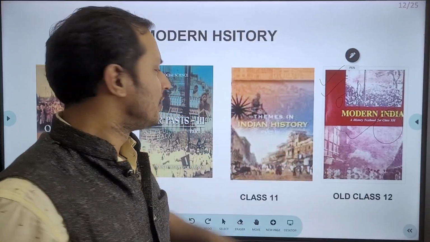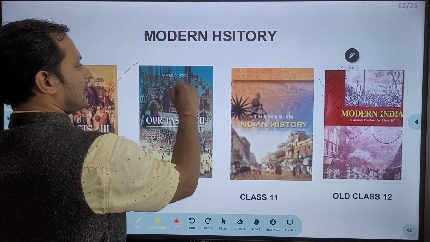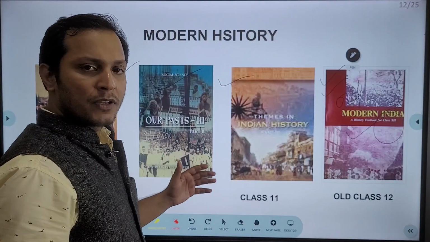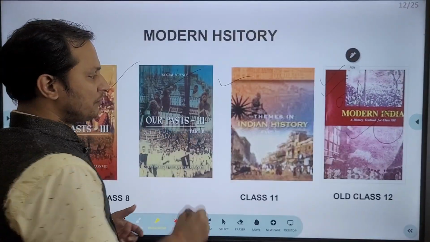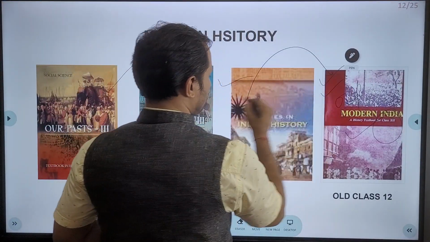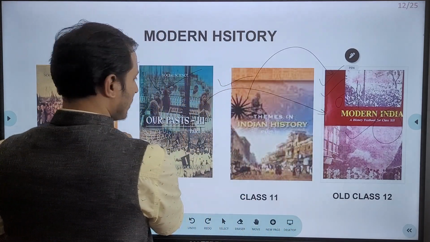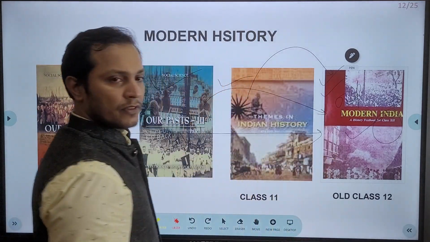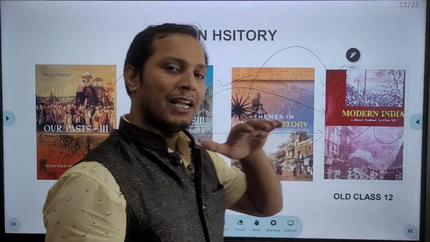Okay, but you cannot ignore the new NCERTs. Just go through them. Whatever extra point you get, please note it down in this book. And here also you can apply the same thing.